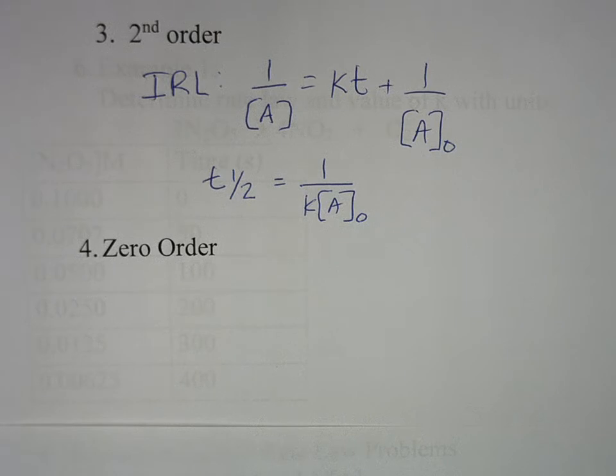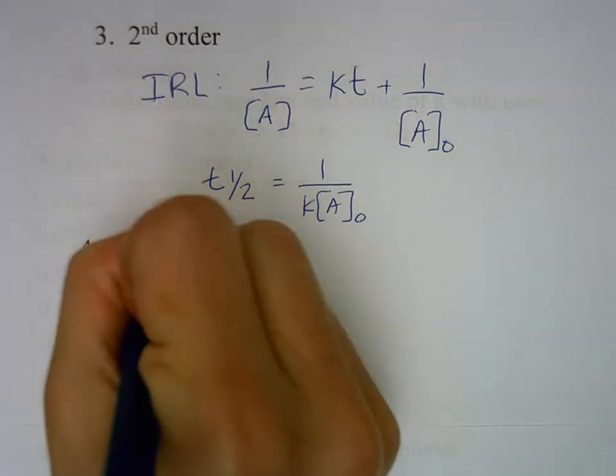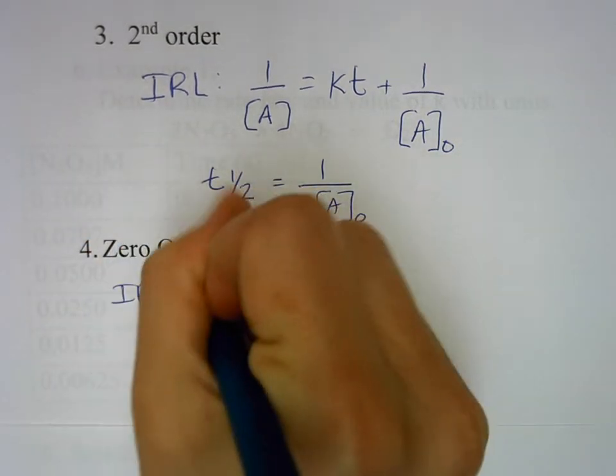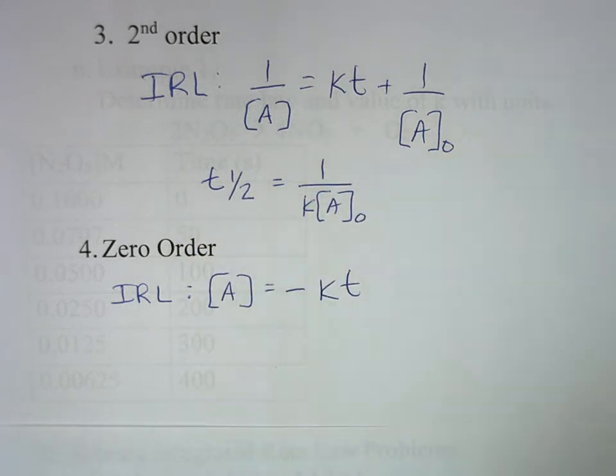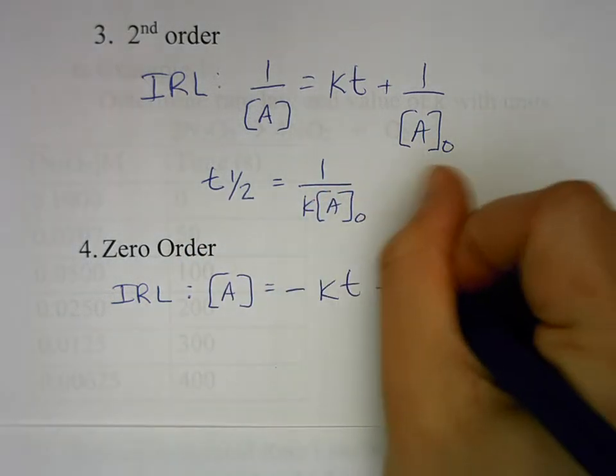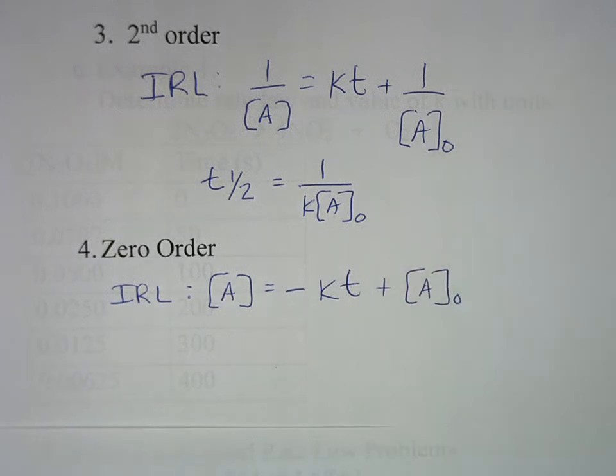Okay, for zero order, the integrated rate law equation is concentration of A equals negative k times t, where t is the time, plus the initial concentration. You'll see that the format of all of these equations is the same. They all start with something to do with the concentration. With zero order, it's just the concentration. Second order, it's 1 over the concentration. With first order, it's the natural log of the concentration. They all have the same format.